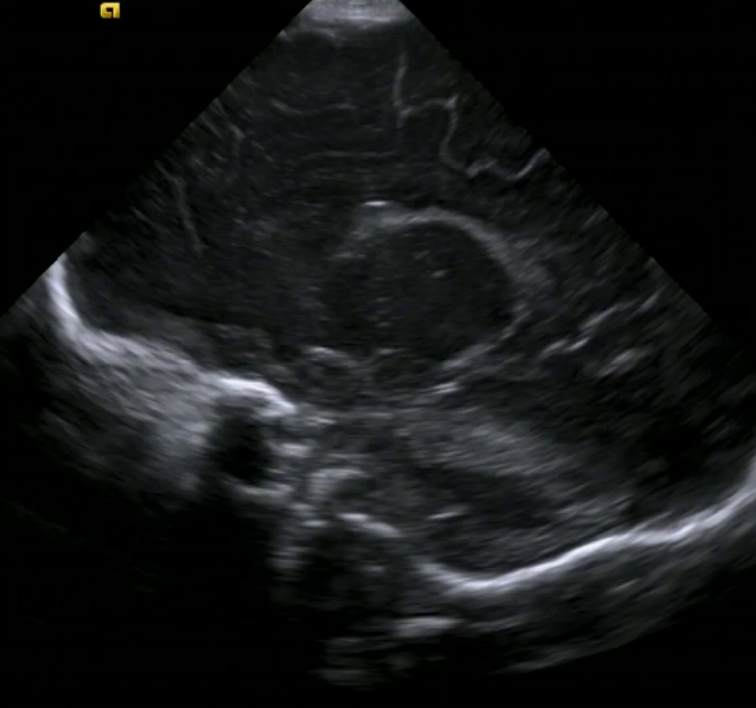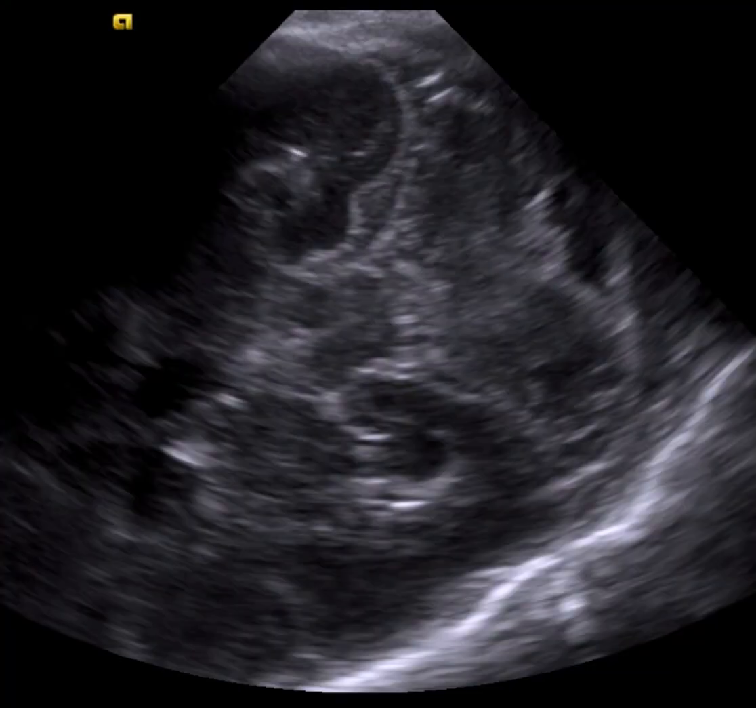Additional views that are especially helpful in evaluating the posterior fossa can sometimes be acquired through the mastoid fontanelle, which closes between 6 and 18 months of age. Let's now look at some transmastoid images. Here with our phased array vector type probe at the mastoid fontanelle, we get another view of our posterior fossa. Here is our cerebellum, posterior to which we have the cisterna magna. Anteriorly, we see our quadrigeminal cistern, and we're also catching the posterior aspects of the temporal lobes.